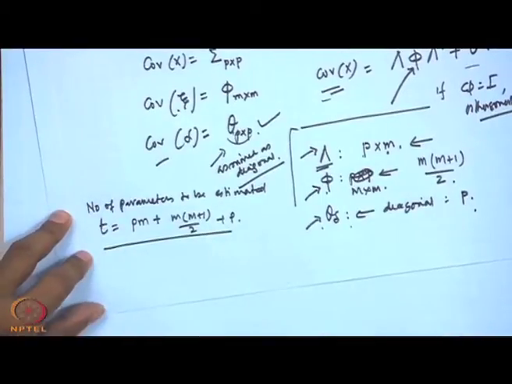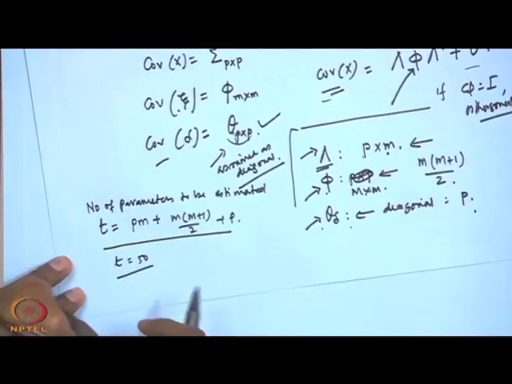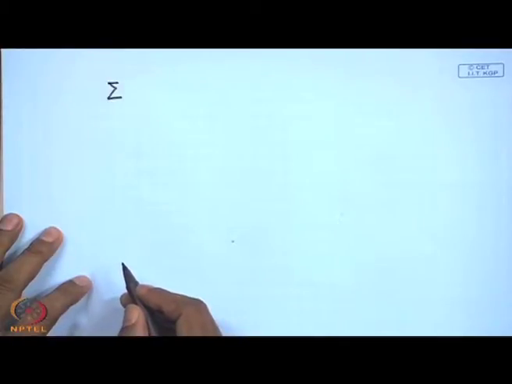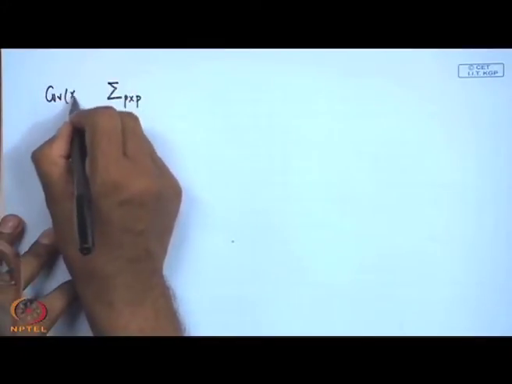Now, what you need to know is that if, suppose, you need to estimate 50 parameters, you need at least 50 simultaneous equations. So, what information do we have in confirmatory factor analysis? We have only one piece of information, that is capital sigma, which is the variance covariance matrix of X.